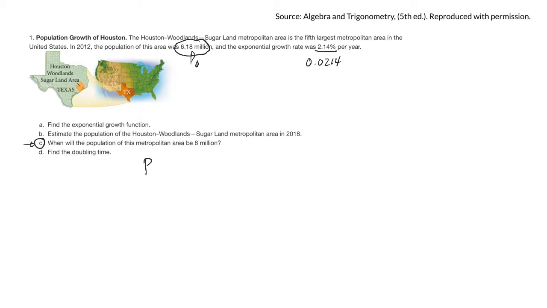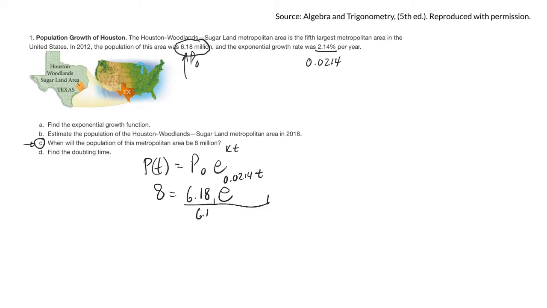So my formula is P of t is equal to P0 e to the kt. P0 is what I start with, and 8 million is what they want me to end up with. E and the k, that's my growth constant, 0.0214 t. And they want me to solve for t. So the first thing I need to do is isolate this part. So I'll divide both sides by 6.18.